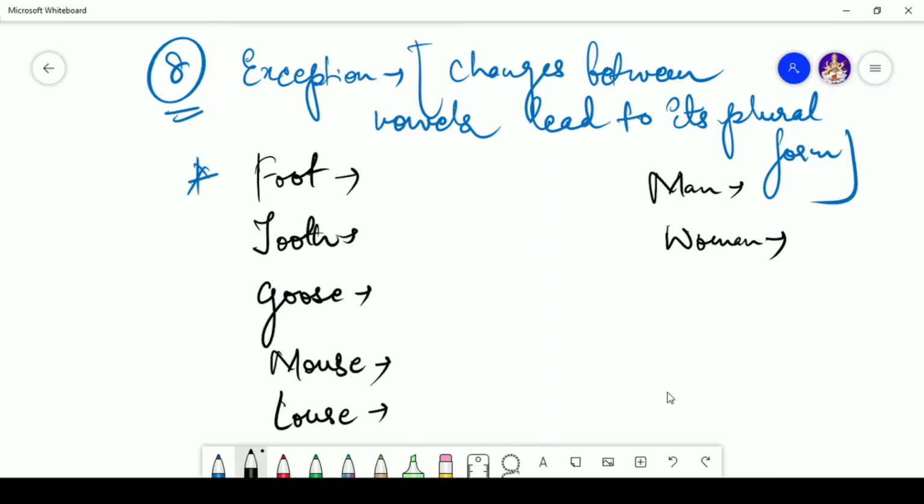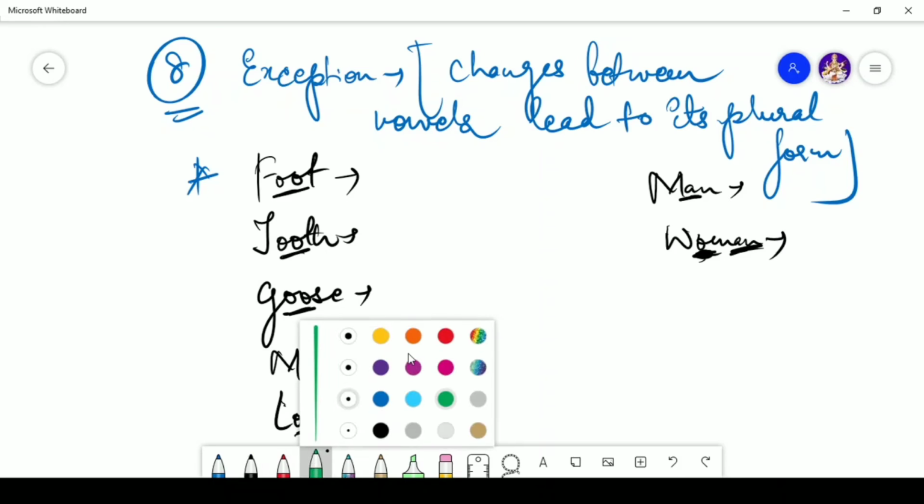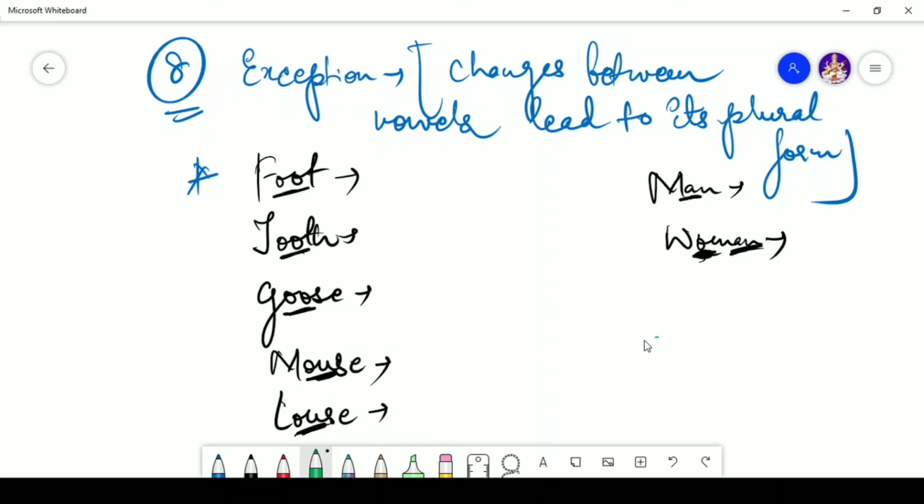Now there are several examples where you're just going to make changes between the vowels. Now let's make some of the changes. Before making changes, let's read out the rule again. The rule says that there are some exceptions where if you are making changes between the vowels, it will lead to its plural form. So, for example, foot becomes feet.